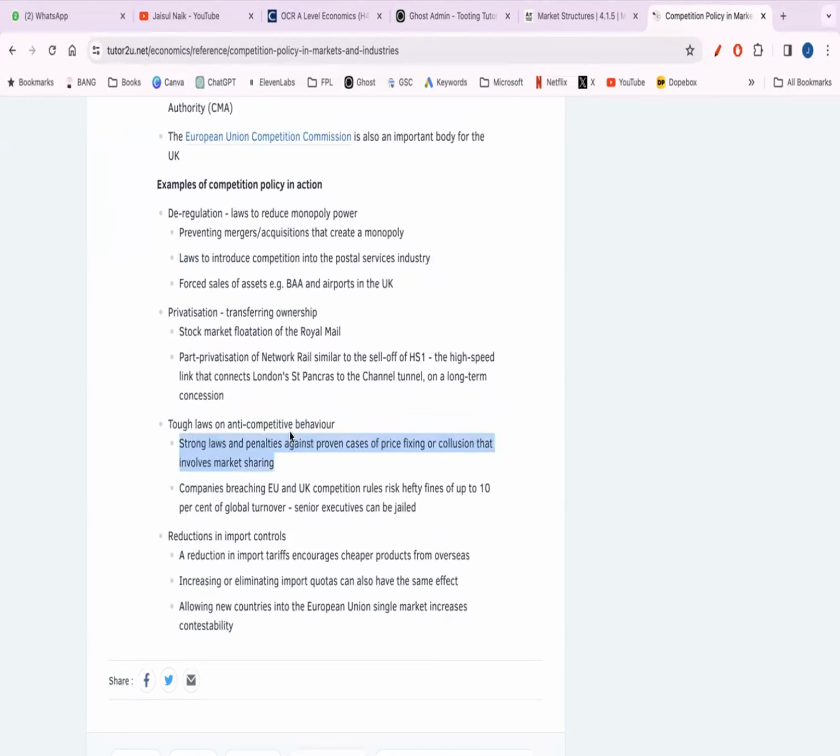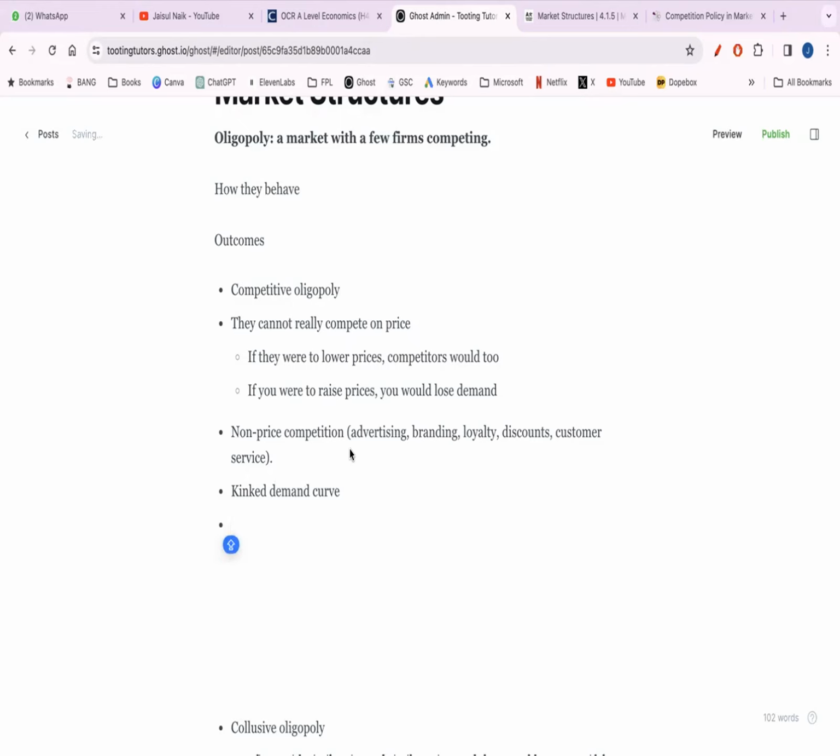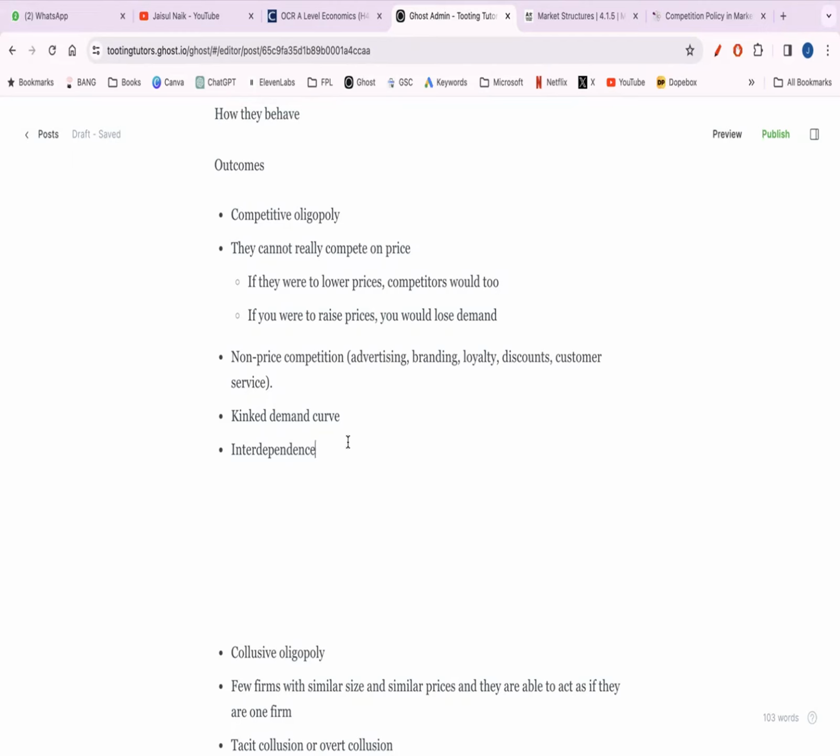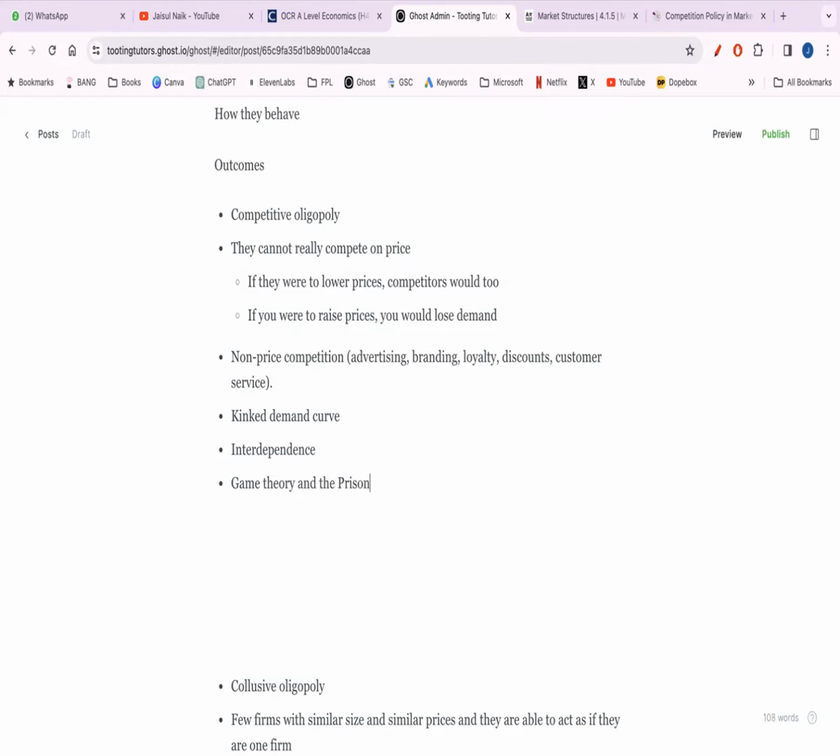So the last thing with the kinked demand curve, it proves that firms in an oligopoly are interdependent, both in competitive and collusive oligopolies. It just means that the behavior of one firm impacts the behavior and the outcomes of other firms in good and bad ways. Depending on the question, it's more just fun to understand, but it's also good for your question, depending on what it is. Next is game theory and the prisoner's dilemma.